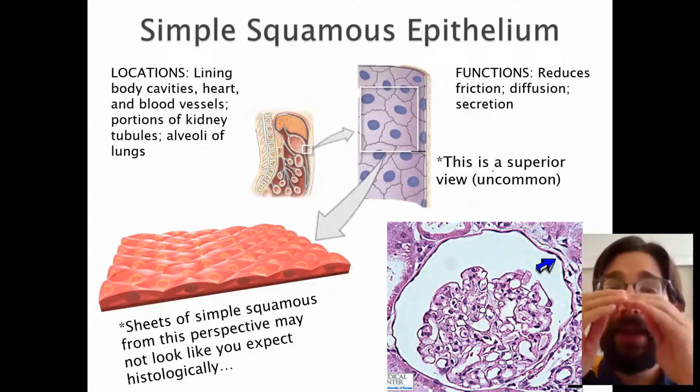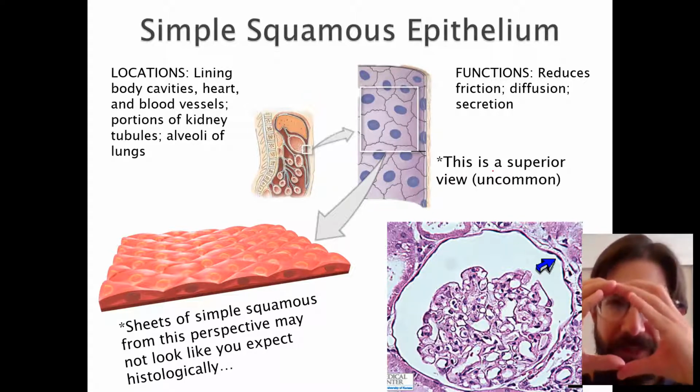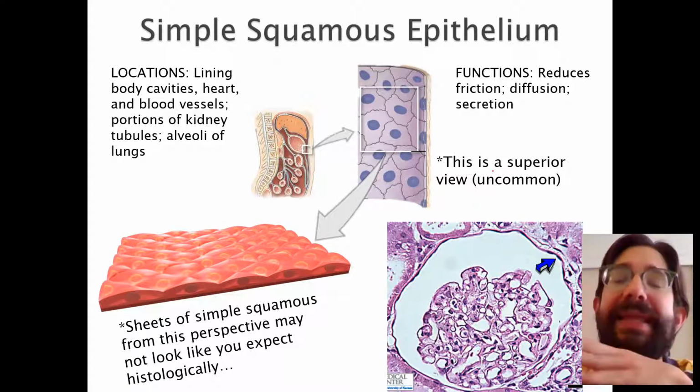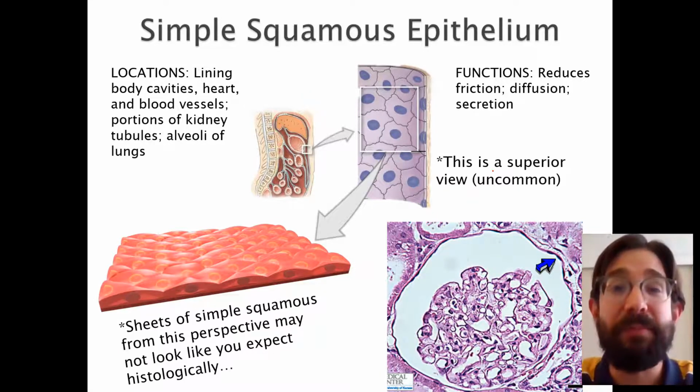So alveoli, their walls have to be very, very thin. They're made of simple squamous epithelium, so the oxygen can easily diffuse out. And you want to get it into the blood, right?